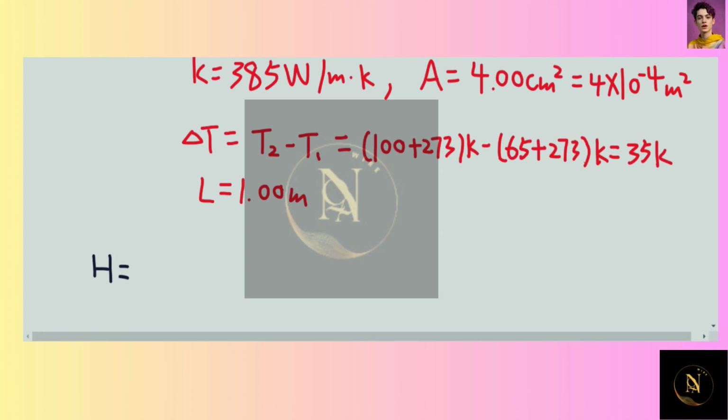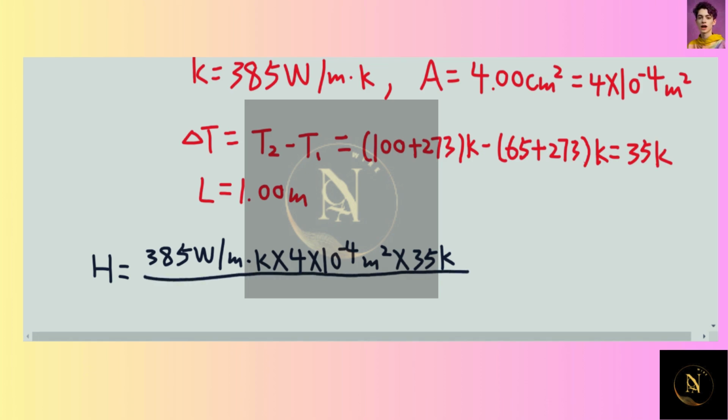which is H equal to 385 watts per meter Kelvin, times 4 times 10 to the power negative 4 square meters, times 35 Kelvin, over 1.00 meter. Okay, and this will give us the heat conduction rate of about 5.39 watts.